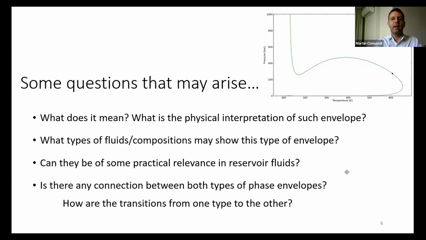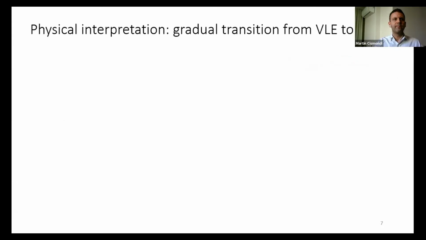I mean, the classic one and this open envelope. And in that case, how are the transitions from one type to the other? So the rest of the seminar will be dedicated to trying to contribute and to shed some light on these issues. So first of all, about the physical interpretation, I could summarize in these few words. This type of envelope is showing us a gradual transition from vapor-liquid equilibrium to liquid-liquid equilibrium.